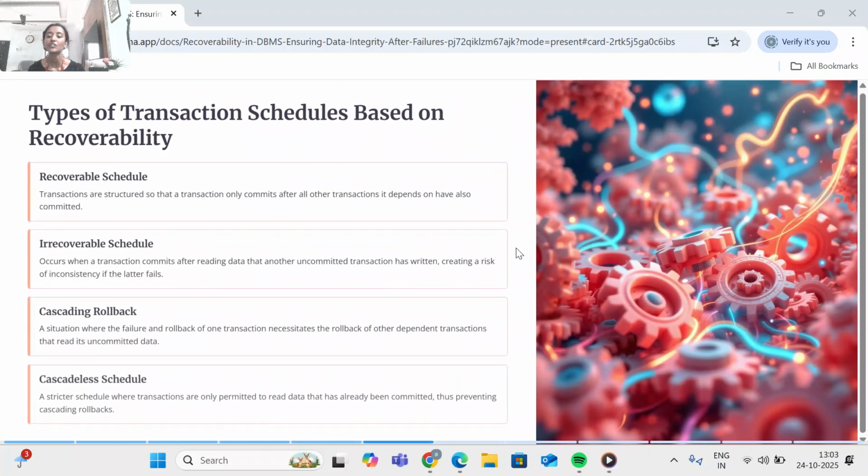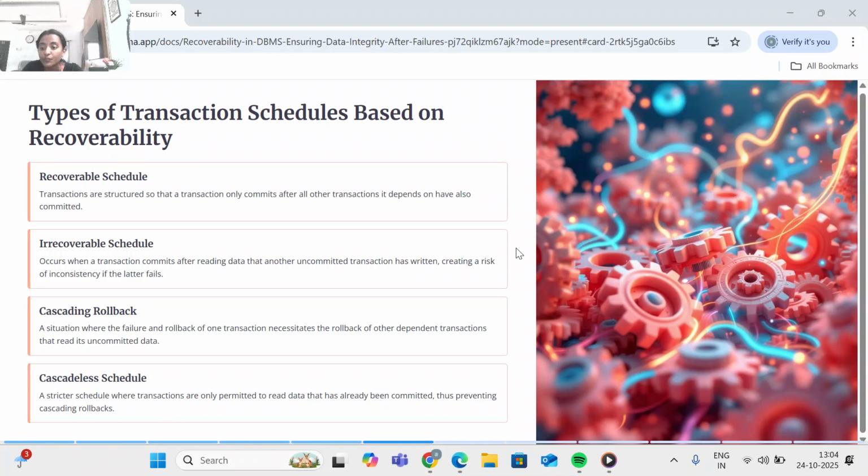Types of transaction schedule based on recoverability. Recoverable schedule: transactions are structured so that a transaction only commits after all other transactions it depends on have also committed. Irrecoverable schedule: occurs when a transaction commits after reading data that another uncommitted transaction has written, creating a risk of inconsistency if the latter fails.